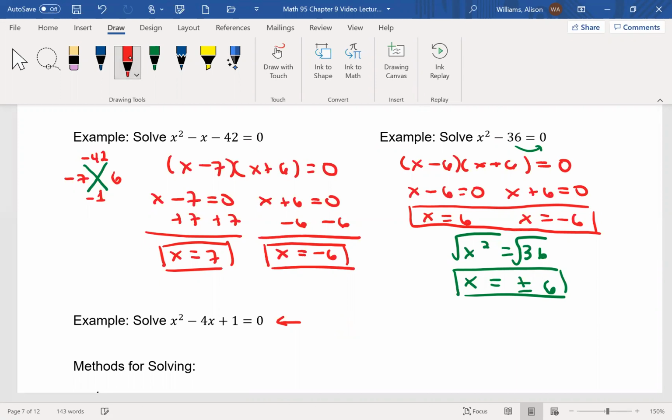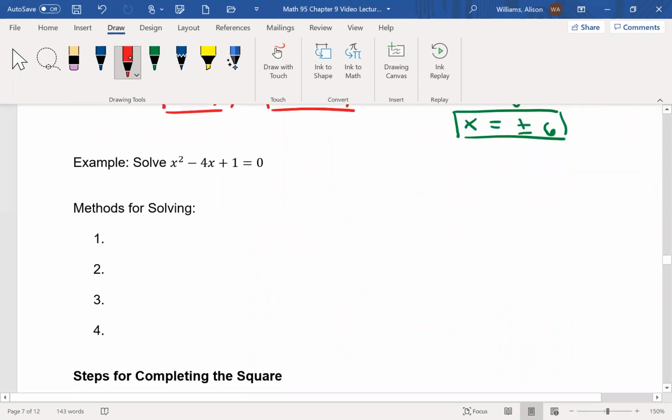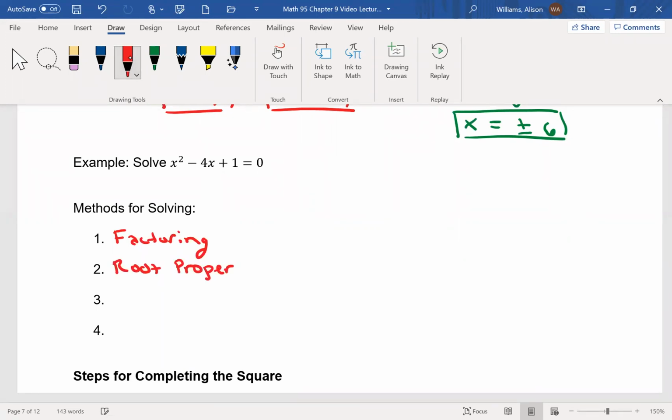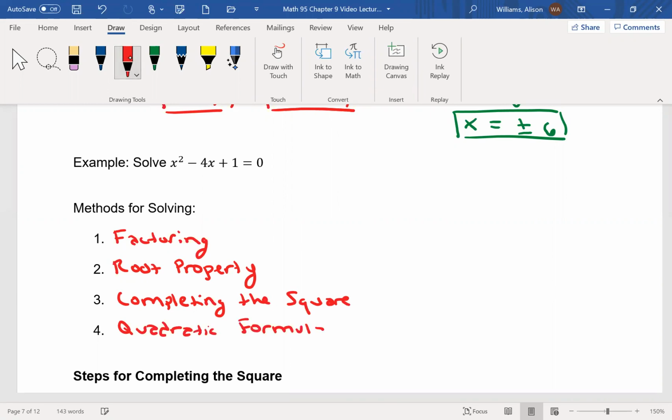So what we're going to do in the next couple sections is create some new methods for solving. Up to this point, we've done factoring, and then we've used the root property, where you take the radical of both sides. But now we're going to learn completing the square. And this method is foolproof. It'll always work. We do have a fourth method, and I'll go ahead and spoiler alert. This is going to be the quadratic formula. And the quadratic formula also always works.